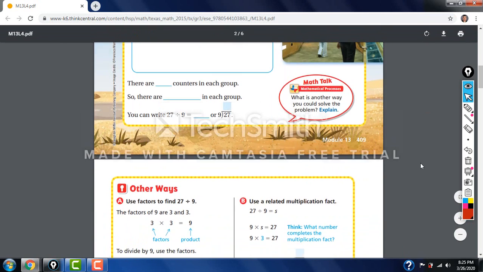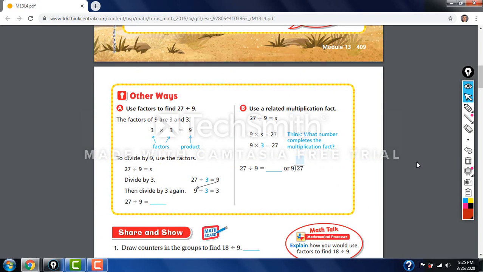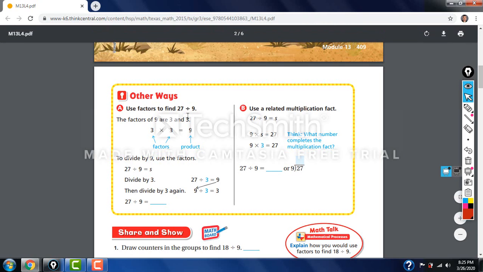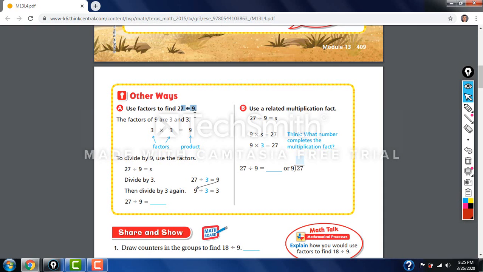Let's look at the next question here. We're going to be using multiplication factors to find 27 divided by 9. So we're going to look at the factors of 9. Factors are the two numbers multiplied together to equal 9. The factors of 9 are 3 and 3, because 3 times 3 is 9. 9 is the product here.